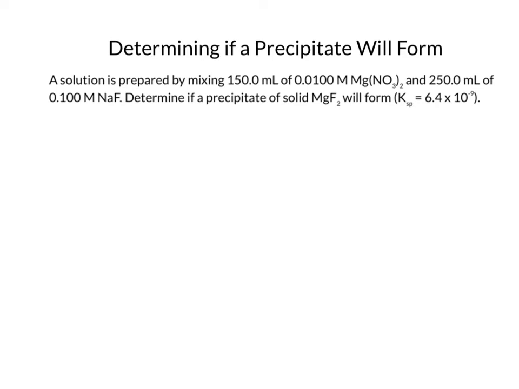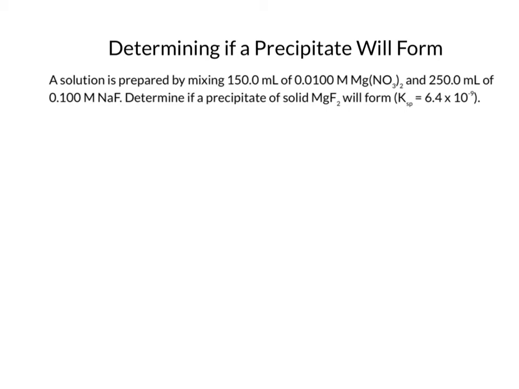Now, probably the most common type of problem you're going to see with solubility equilibria is asking, if I mix these two things, will a precipitate form? Remember, a precipitate is a solid that forms in solution from a chemical reaction. So this says a solution is prepared by mixing 150 milliliters of 0.01 molar magnesium nitrate and 250 milliliters of 0.1 molar sodium fluoride. Determine if a precipitate of solid magnesium fluoride will form, and it gives you the Ksp of that magnesium fluoride.